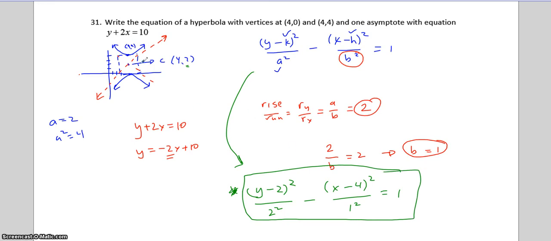So the key here is just to always remember that the slope of the asymptote gives you information you need about a and b, because we know that in our hyperbola box, this dimension here is a, and this dimension here is b.